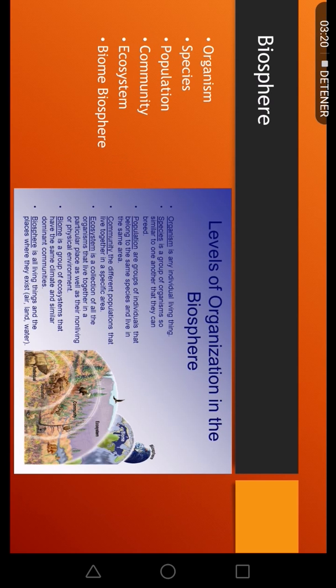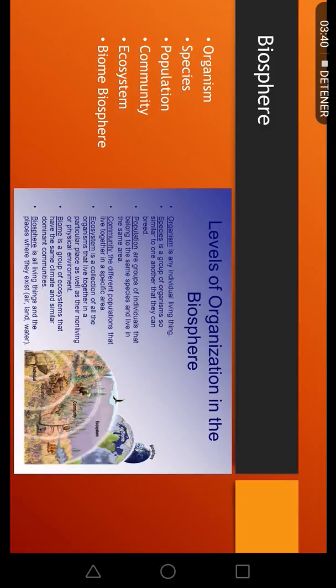The biosphere. There are different levels of organization in the biosphere. We start with an organism, which is an individual living thing. Then comes the species, a group of organisms so similar to one another that they can breed. Then comes the population, a group of individuals that belong to the same species and live in the same area.